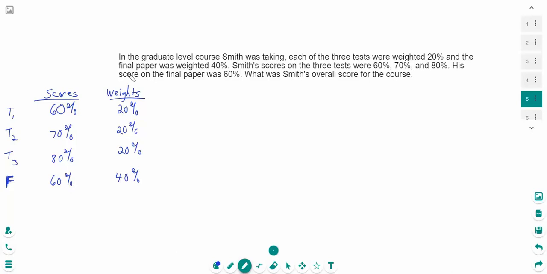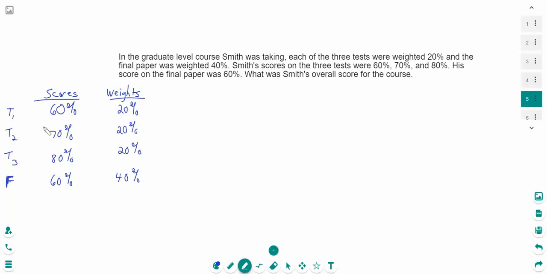Okay, so he didn't do very well on his final paper, just looking at the numbers here. His final paper, which accounts for 40% of his grade, so it has the strongest influence on his grade. He got a 60%, which is an F. So he did not do well on his final.